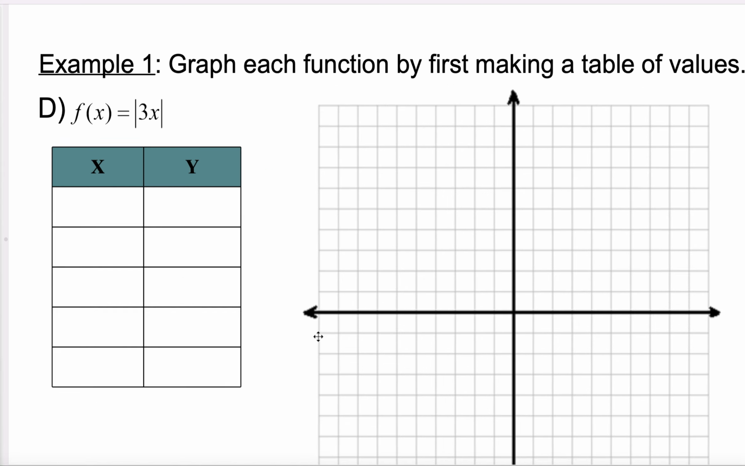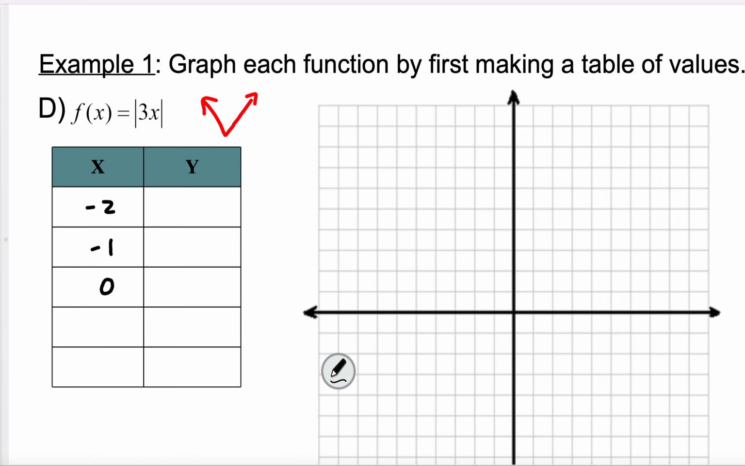Our next function here is an absolute value. What does an absolute value graph look like? It looks like a V-shaped graph. This one here, you could go ahead and pick just the values -2. That's what we're going to do.